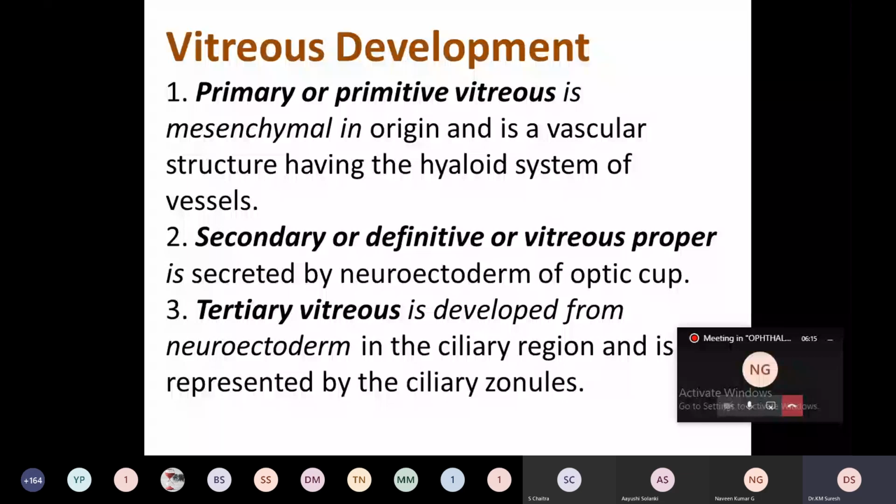Primary or the primitive vitreous is mesenchymal in origin and is a vascular structure having the hyaloid system of vessels. Secondary or the definitive, also known as vitreous proper, is secreted by neuroectoderm of the optic cup. Tertiary vitreous, which forms the ciliary zonules, is developed from the neuroectoderm in the ciliary region and is represented by the ciliary zonules. This is a summary of vitreous development. If you know these 3 lines, that is more than enough as far as the embryology of the vitreous is concerned.